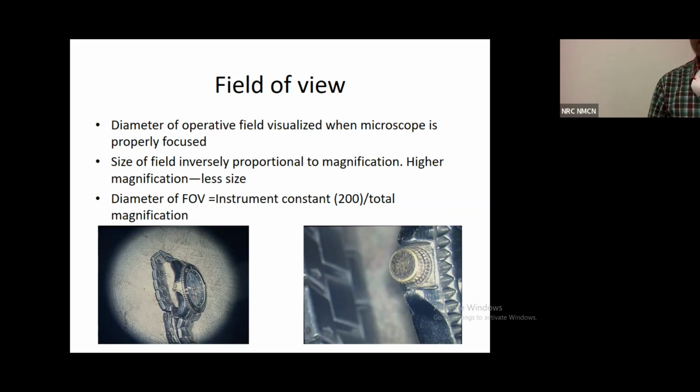So it uses the concept of field of view. When a microscope is properly focused, what is the field of view? It is simply the diameter of the operative field, that is the area of interest.